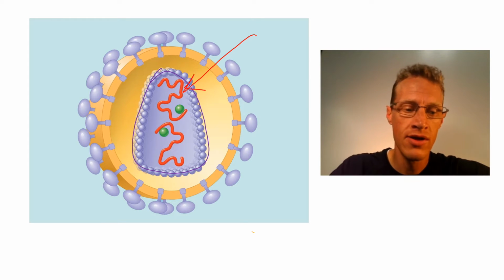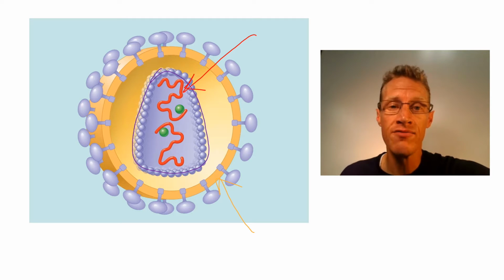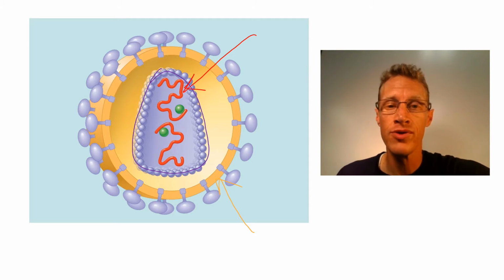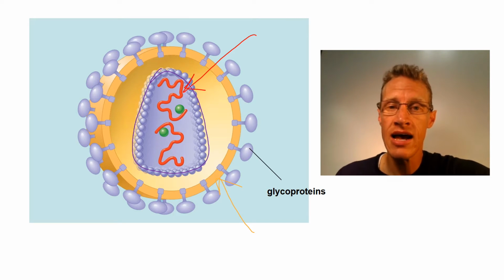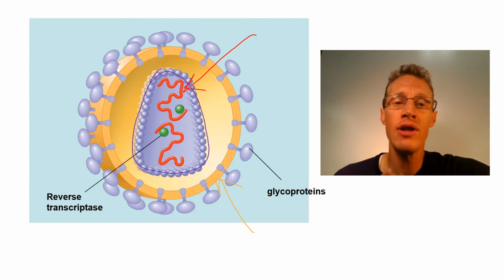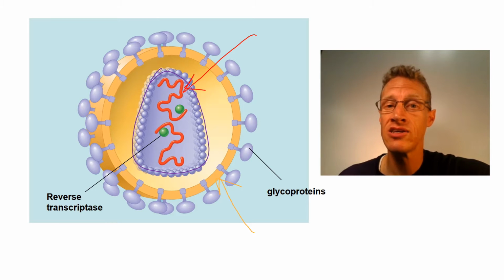This layer on the outside, that's called an envelope. And the envelope is covered in these, well, they look like little purple doorknobs. Those are called glycoproteins. And packaged inside the capsid are these 2 molecules of an enzyme called reverse transcriptase. Let's look at how an HIV virus infects its hosts.